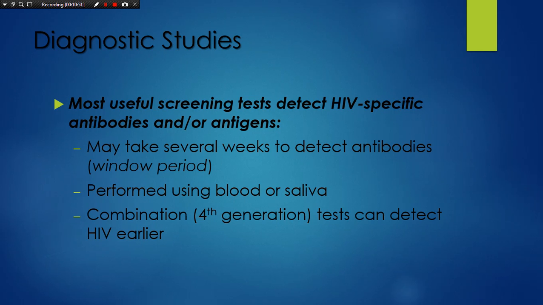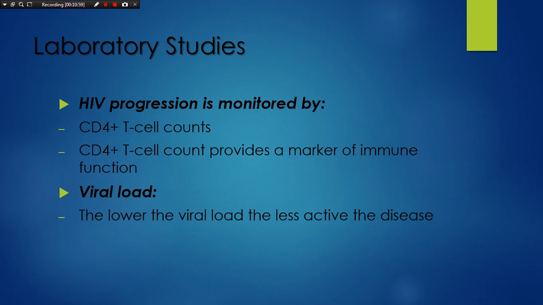Combination antibody and antigen tests decrease the window period to within 3 weeks following infection. As the disease progresses, the number of CD4 T cells usually decreases. The normal range for CD4 T cells is 800 to 1200 cells. Viral loads are reported as real numbers. The goal of treatment is to suppress the viral load to the lowest level possible, which is below the level of detection on a commercial assay. This is often referred to as undetectable.